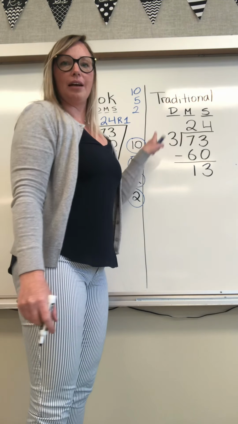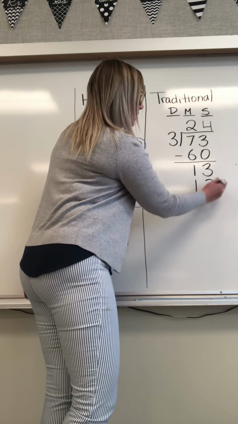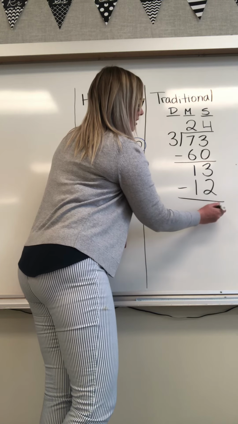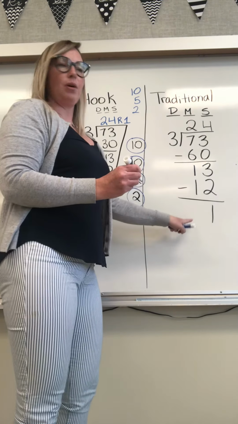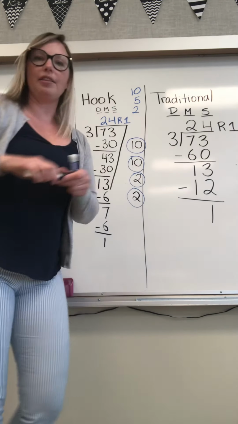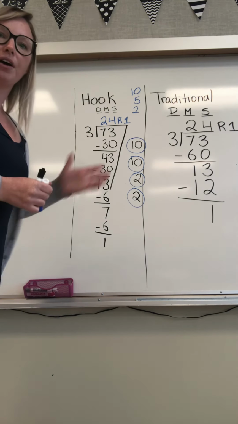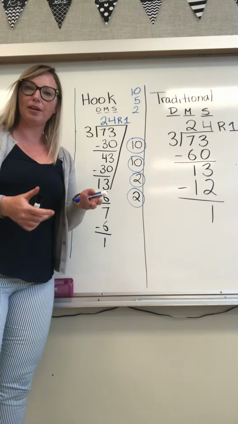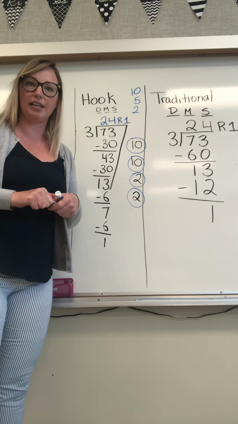Multiply 4 times 3 is 12. And our last step is subtract, leaving us with 1 remainder. You can see that we have the same answer for both the hook and traditional, showing us that our answer is correct.